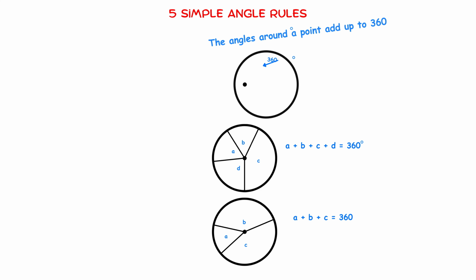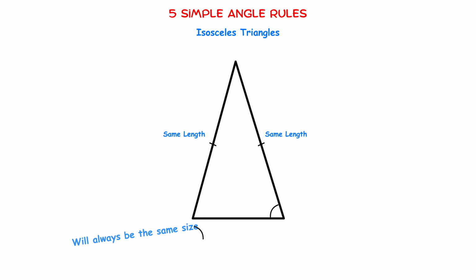The last rule we need to cover is for isosceles triangles. It is not really one of the angle rules, but it comes up a lot in exams, so it is worth covering. Hopefully you remember that what makes isosceles triangles special is that 2 of their sides are the same length, which we show with these little dashes, and importantly, this means that these 2 angles at the bottom will always be the same size.